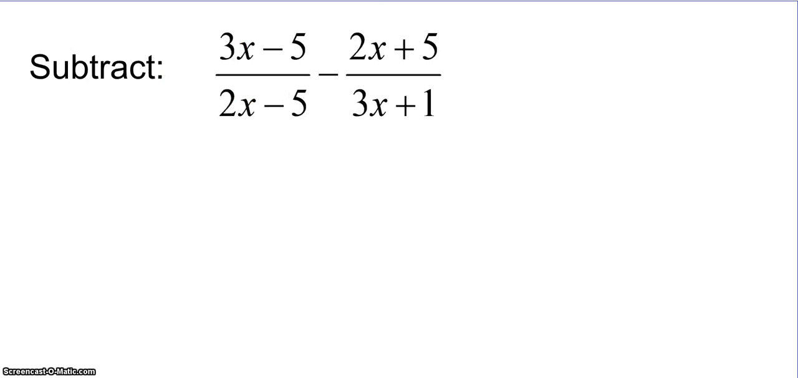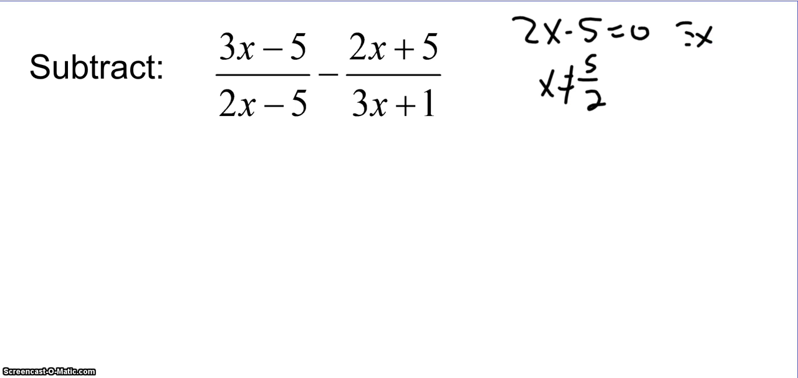Alright, next one, we got 3x minus 5 over 2x minus 5 minus 2x plus 5 over 3x plus 1. So just like the addition, we're going to be multiplying by the opposite denominator. But first, let's find our restriction. So 2x minus 5 equals 0. So I'm just going to solve this quickly in my head. If you have questions on how to get the answer, ask your teacher. So x is going to equal, you add the 5, so I have a 5, and then divide by 2. So x cannot equal 5 halves. Next one, 3x plus 1 equals 0. Going to subtract 1 and then divide by 3. So x cannot equal negative 1 over 3.